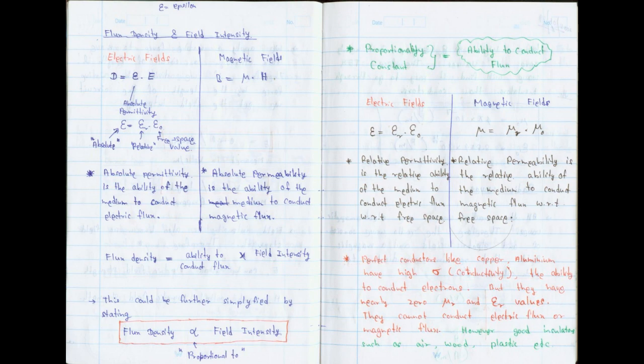And I would go one step further. I would like to think like that. I would think like flux density is proportional to the field intensity. And the proportionality constant is the ability to conduct. I prefer that. Whatever the field, flux density is proportional to the field intensity. That means higher the field intensity, there will be more flux density. Proportionality constant is the ability to conduct flux in that material. It is another easy way to say.